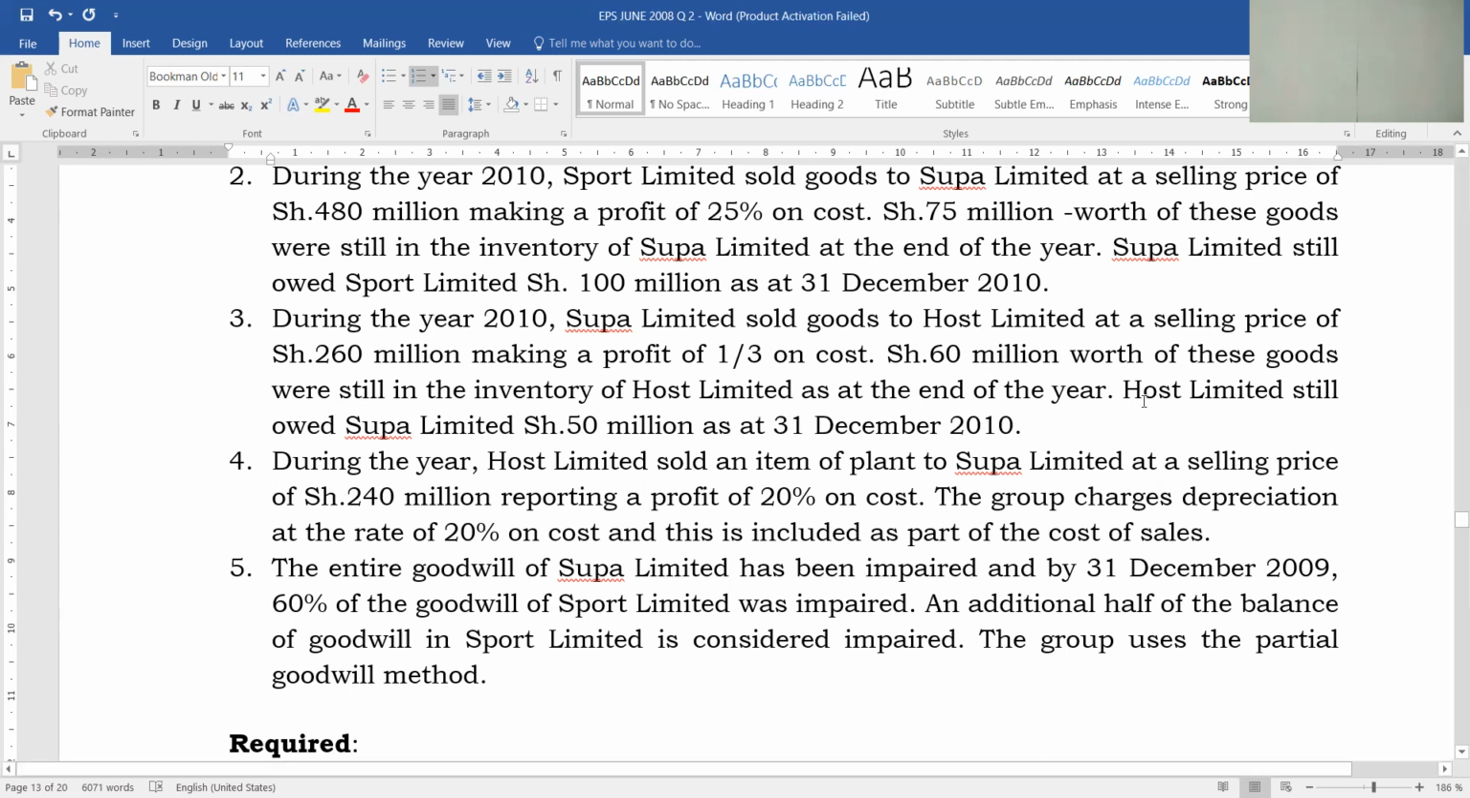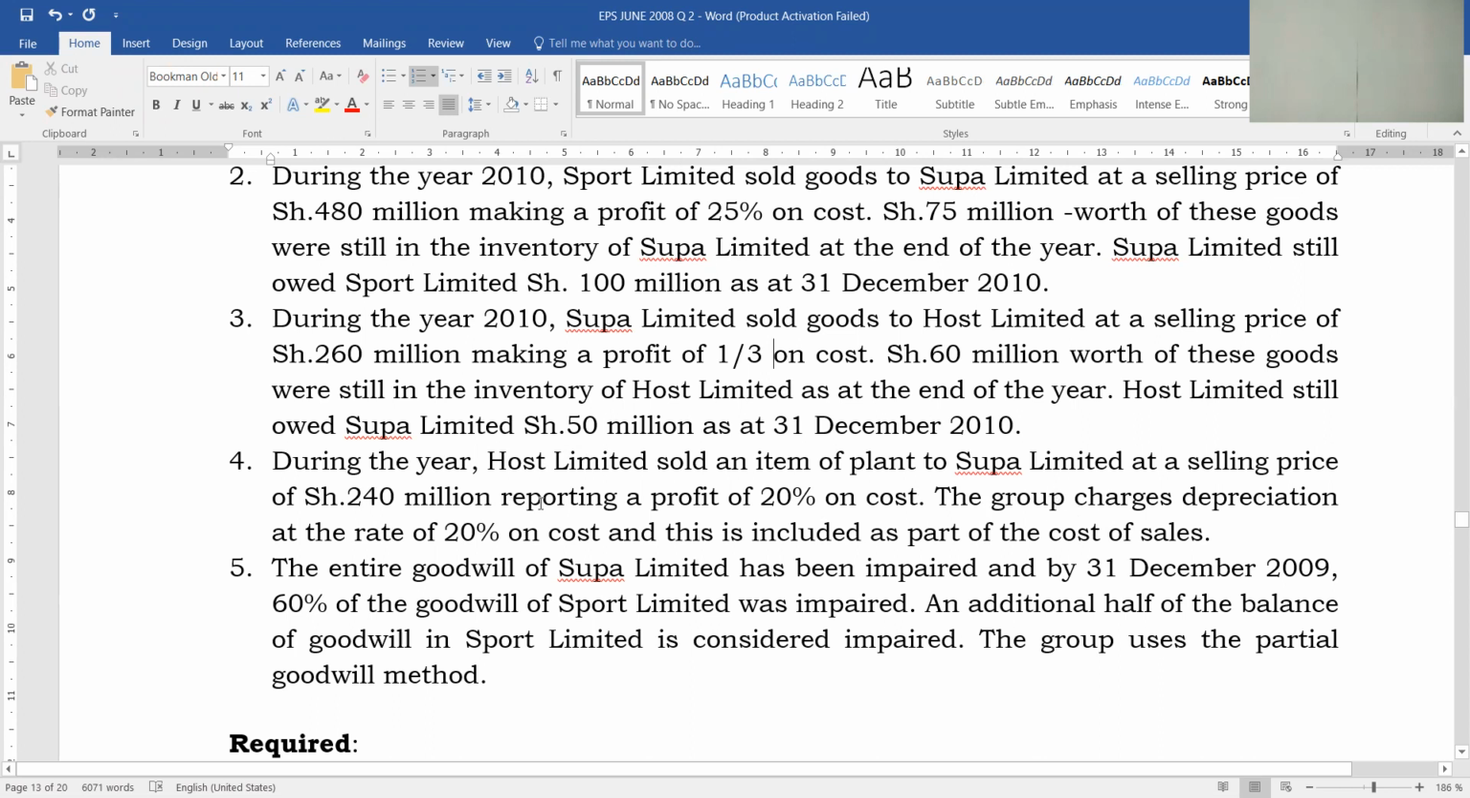So then we have Host Limited still owes Super shillings 50 million as at 31st December 2010. So this is another intergroup owing, which we need to cancel out by crediting our trade receivables and debiting our trade payables. The number 4, during the year, Host Limited sold an item of plant to Super Limited at a selling price of shillings 240, reporting a profit of 20% on cost. So the group charges depreciation at the rate of 20% on cost, and this is included as part of cost of sales.